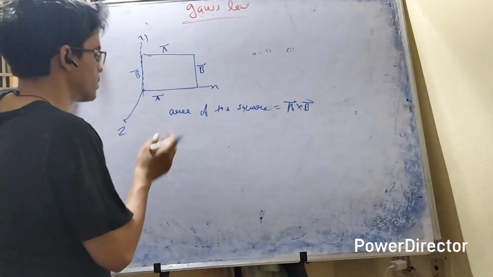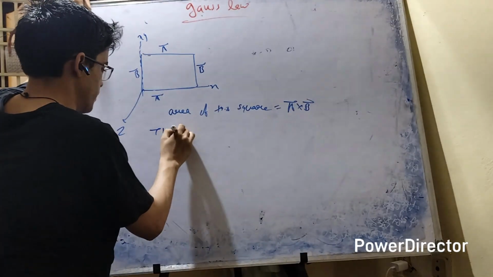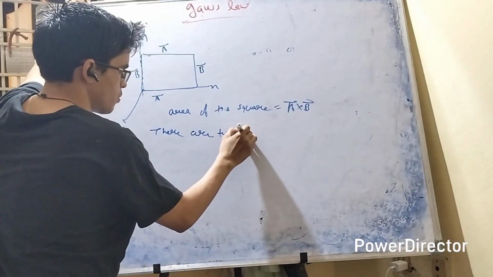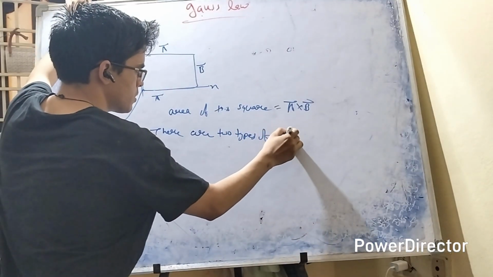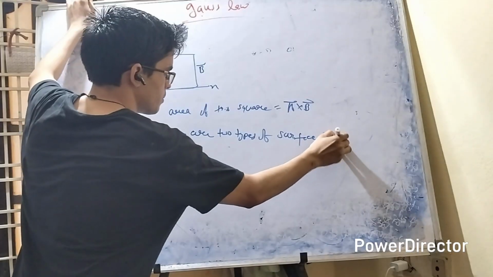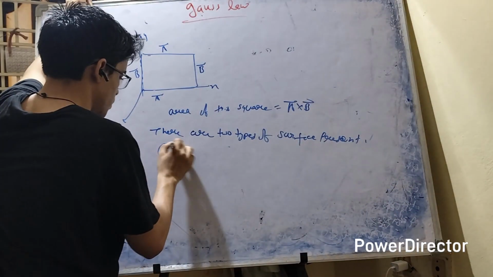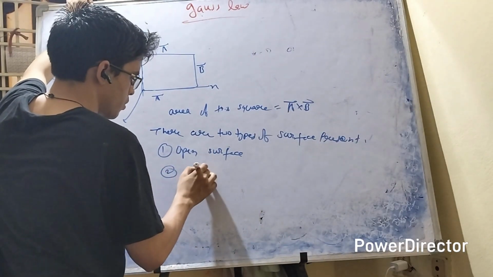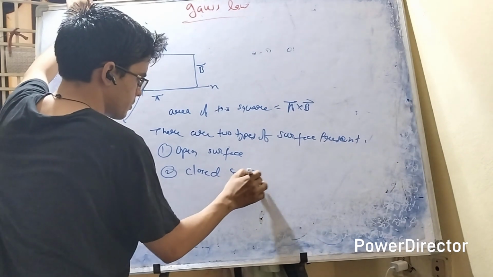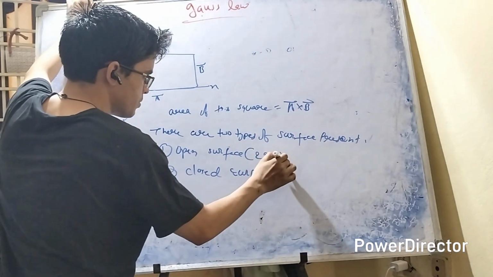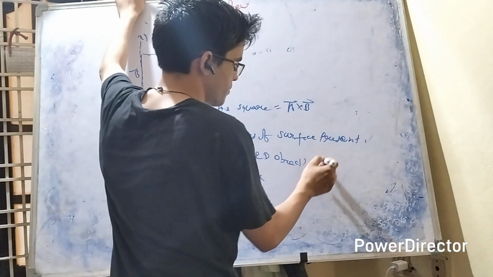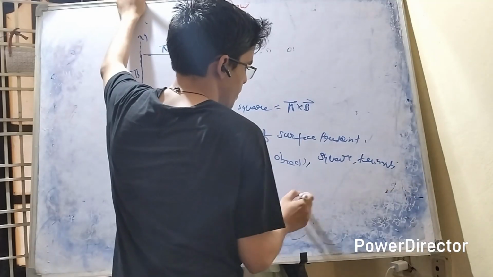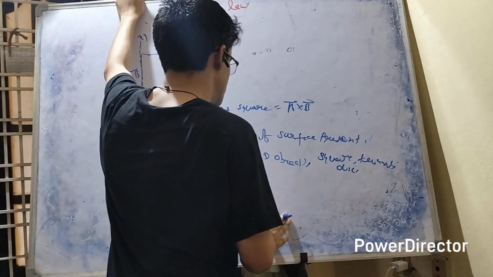One thing I want to tell: there are two types of surface present in physics. I will use this concept generally. I'm writing here, two types of surface are present. First is called open surface, and second is called closed surface. Open surface means a two-dimensional object. Example? Square, triangle, disc. It is called a two-dimensional object.